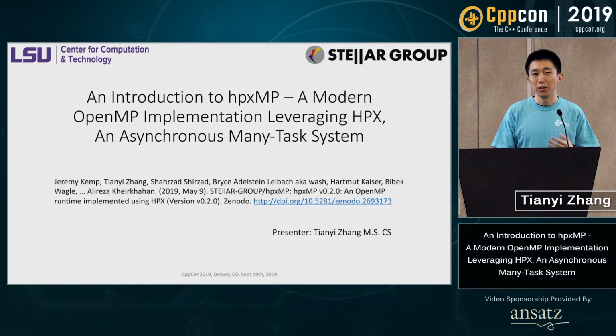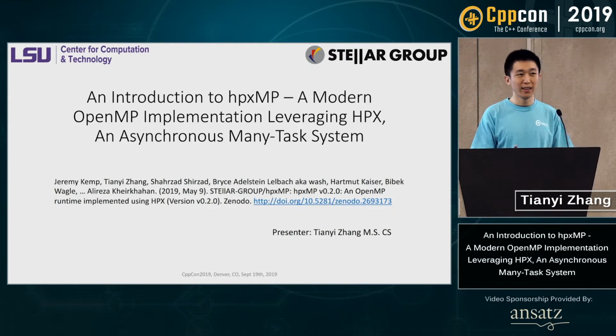And today I want to share a project called hpxMP, which is a modern OpenMP implementation using HPX, where HPX is an asynchronous many-task system. Hartmut gave a talk about HPX this morning. I hope you all enjoyed it.